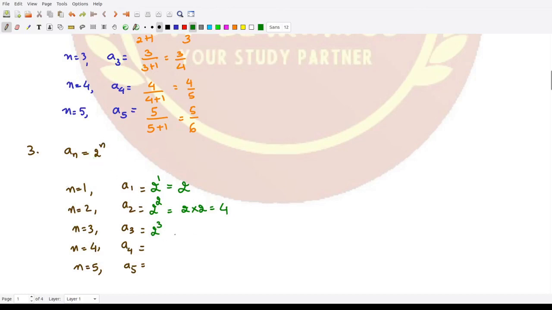So it is 2 raised to power 3. So it is 2 into 2 into 2. So the value is 8. Right? The next value is a4. We need to substitute the value of n as 4. So it would be 2 raised to power 4. So it would be 2 into 2 into 2 into 2, which is 16. And for the last value, it is 2 raised to power 5. So it is 2 into 2 into 2 into 2 into 2. So 2 is multiplied to itself how many times? 5 times. So the answer is 32. Correct?